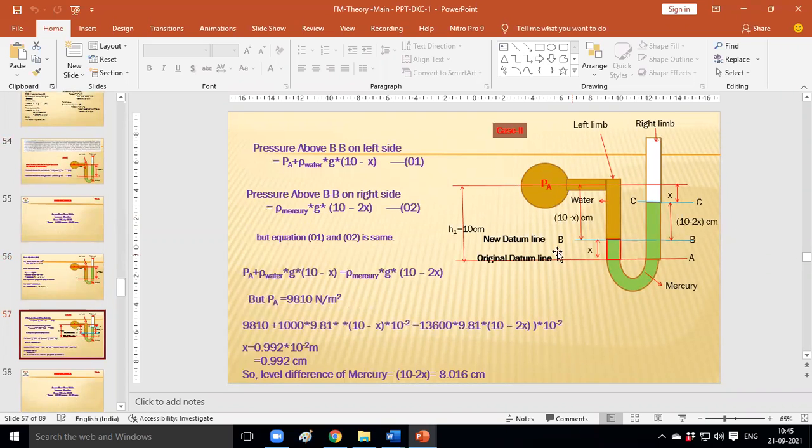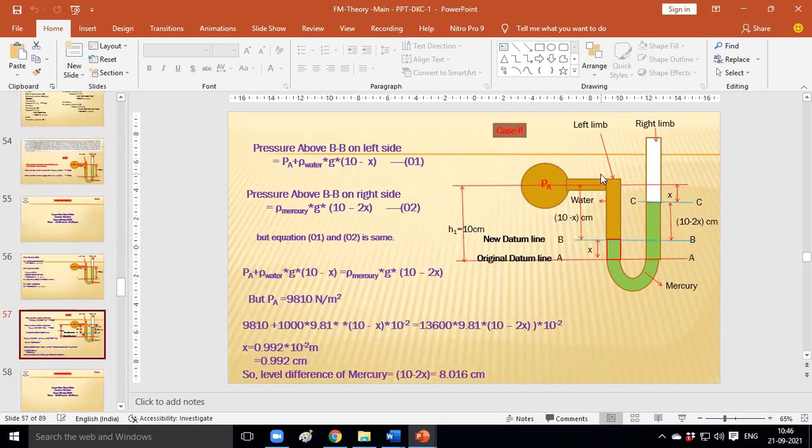In the second case, the level goes up in the left limb. Why does the level go up in the left limb? Because the pressure in this pipeline is reduced to how much value? 9810 Newton per meter square. As the pressure in the pipeline is reduced, the level of mercury goes up in the left limb.